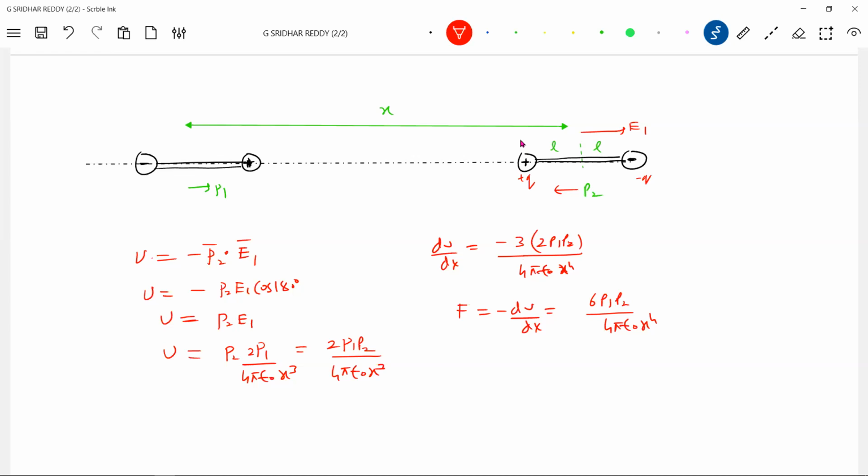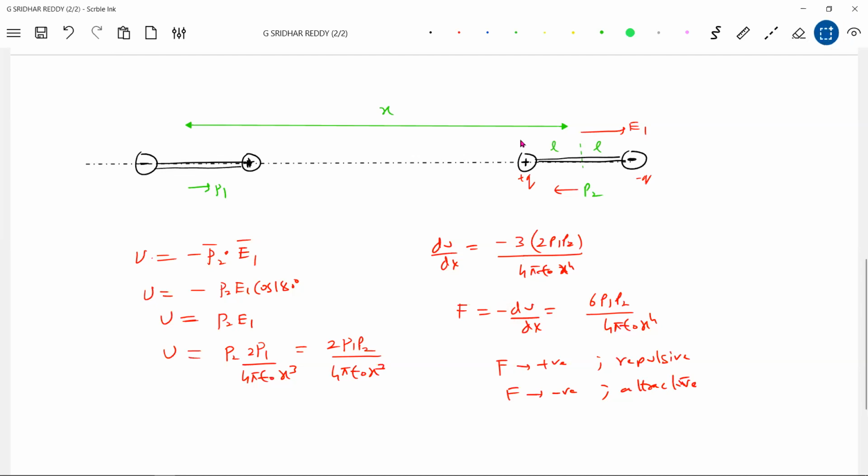I got F directly positive. What do you mean by that? If F is positive, it will be repulsive. If F is negative, it will be attractive. So these dipoles will exert a repulsive force on each other. This is applicable only for a conservative field. This equation is applicable only for conservative fields. I am making a very strict condition.